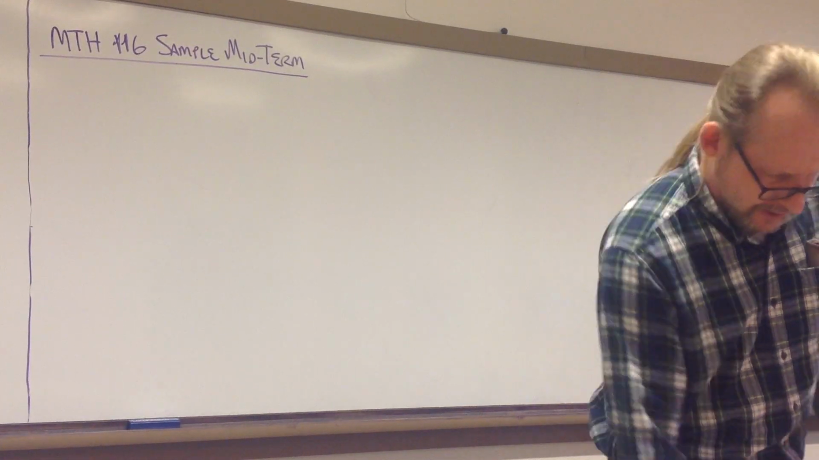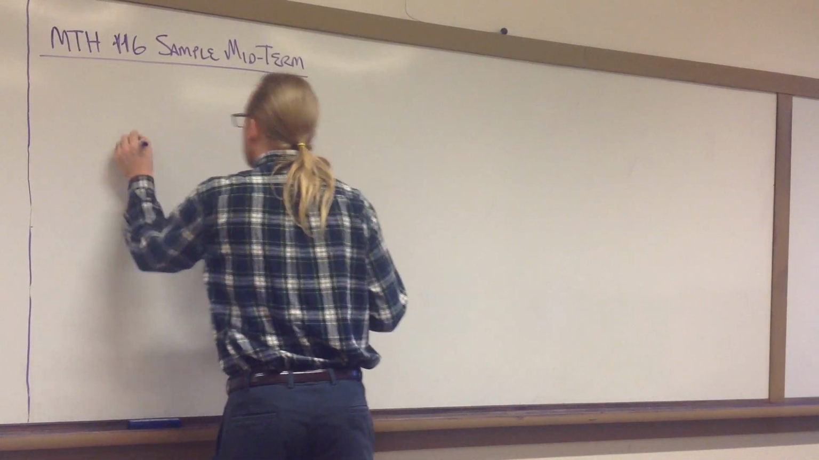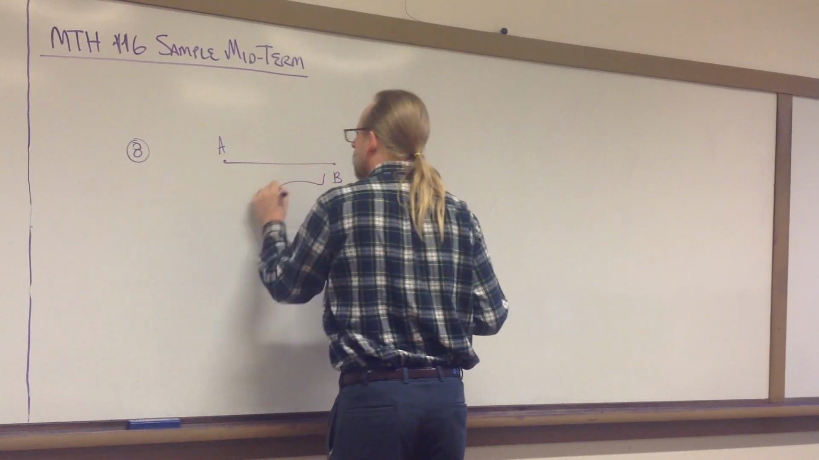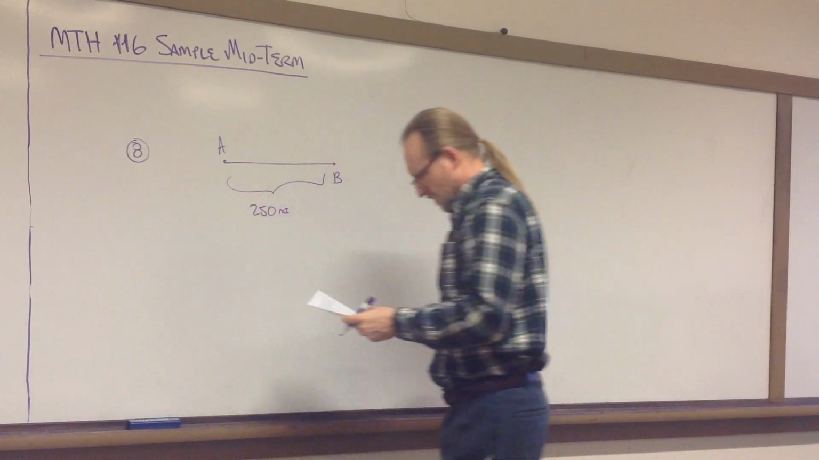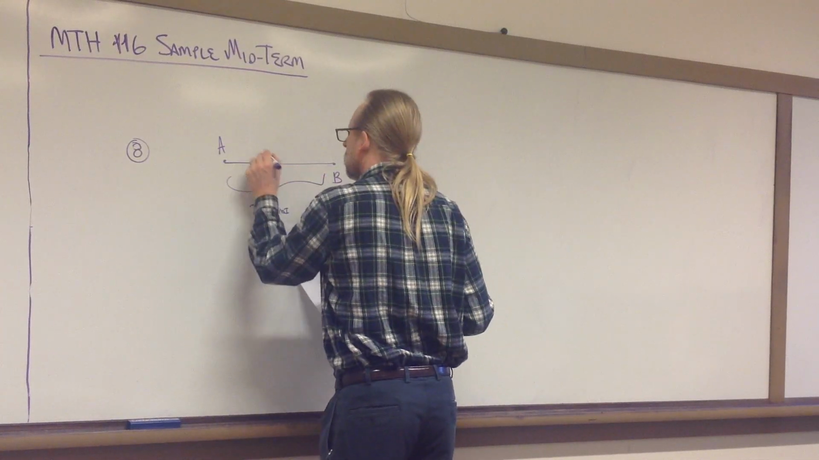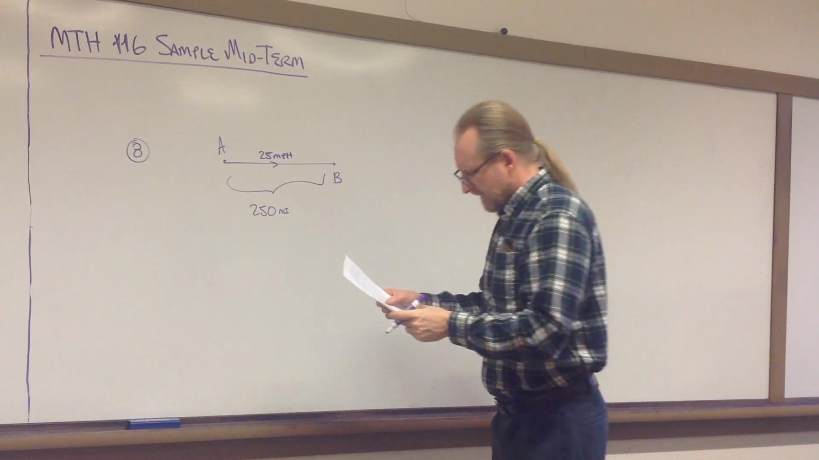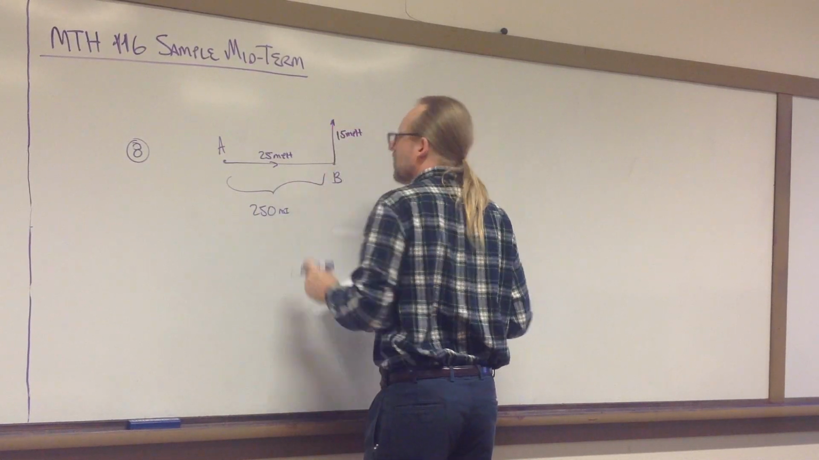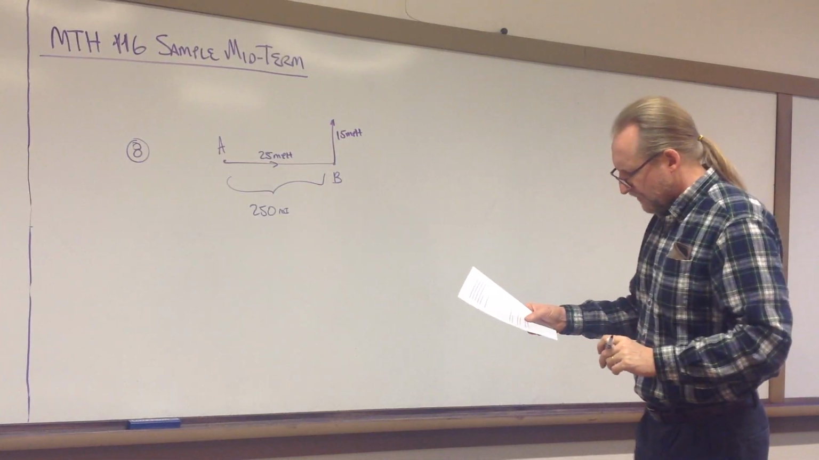At noon, ship A is 250 miles due west of ship B. 250 miles. Ship A is sailing east at 25 miles per hour. Ship B is sailing north at 15 miles per hour. Write an expression that represents the distance between the two ships in terms of t.